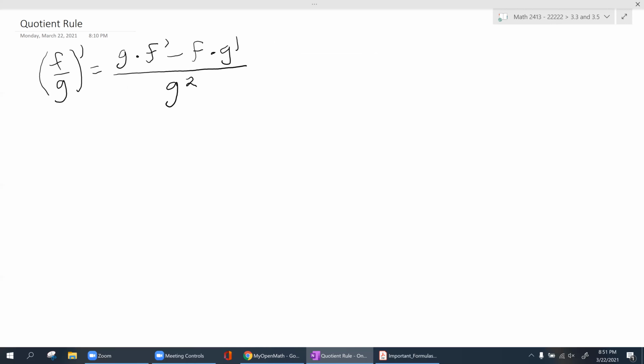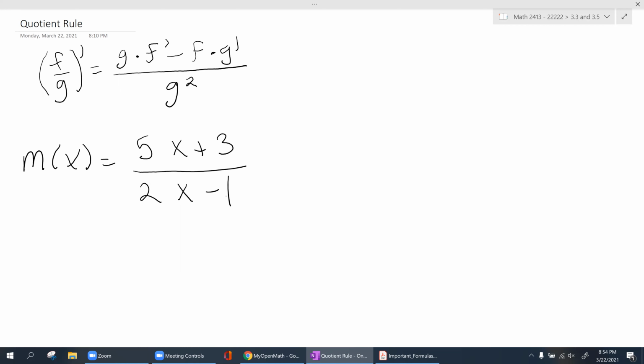So let's just say that I ask you to find, this is your function. I'm just going to call it m. Your function is going to be, give me 1 second here. Okay, I'm back. I'm sorry about that. So I'm going to go ahead and give you this function. This function is going to be, we'll say, 5x plus 3 over 2x minus 1.